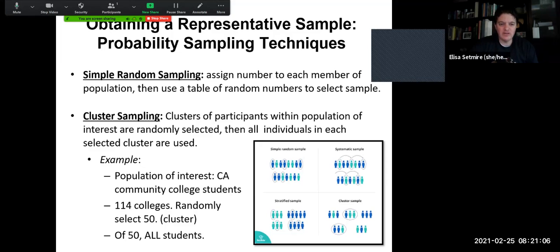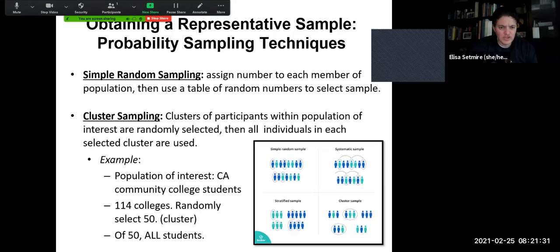We can also do something called a cluster sample. Clusters of participants within the population of interest are randomly selected, and then all individuals in each selected cluster are used. Right? And depending on the technique and the number of people that you need and what you're studying, there are going to be different ones of these methods that are more appropriate. In general, if you can do a simple random sampling, great, but then we have these other methods as options as well.